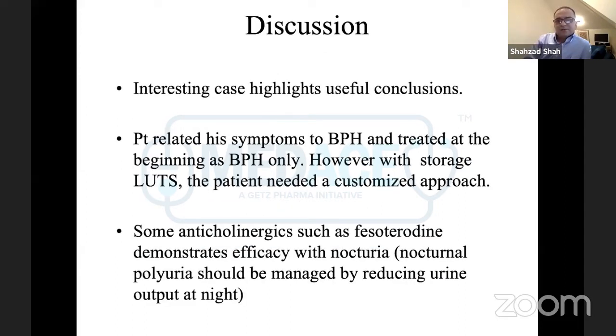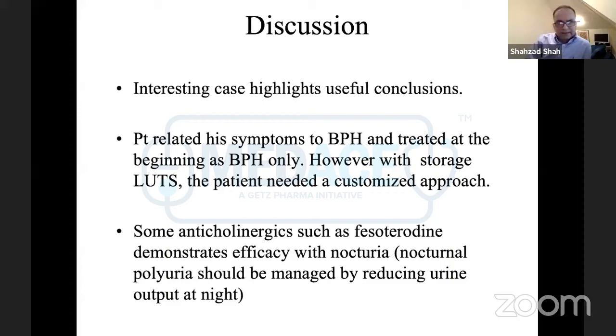So this is an interesting case which highlights useful conclusions. If you always listen to the patient first and take a detailed history, you won't need to go into much detail with other invasive investigations. This patient related his symptoms to BPH and was treated at the onset as BPH only. However, with storage LUTS, just tease out his symptoms a notch further, as these patients need a customized approach.